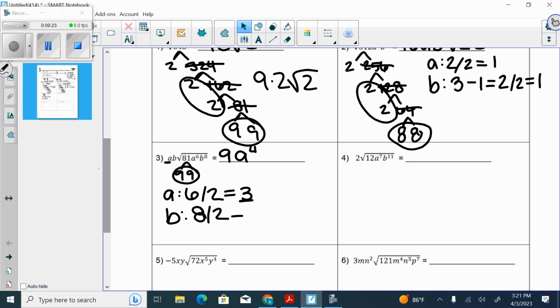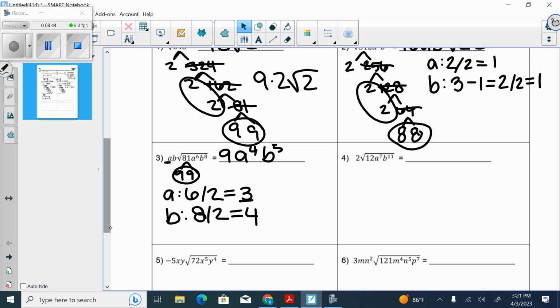All right, for B, my exponent is 8, even or odd? Even, so we divide by 2 and we get 4. Was there any B's already outside? How many were out there? 1. So all together we now have 5. So I'll have B to the 5th out there. All right, so no leftovers on this one, so no more square roots.